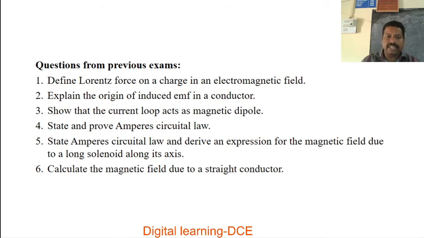And the fourth question is, state and prove Ampere circuit law. This is for an essay type question. You may expect a 4 marks question. Next, state Ampere circuit law and derive an expression for the magnetic field due to a long solenoid along its axis. Again, this is also a 4 marks question.